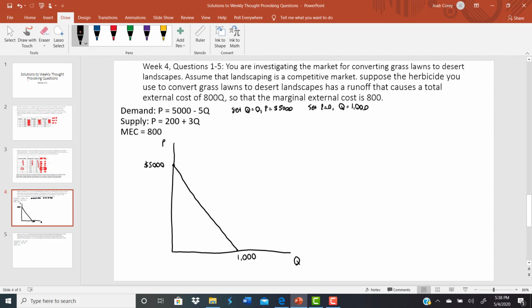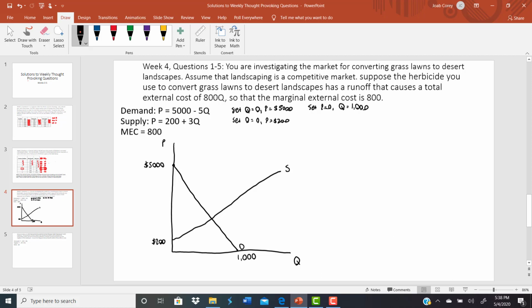Now we also need to figure out where the supply curve is going to start. Again, you set Q equal to 0, and we know that P is equal to 200. So we're going to start somewhere down here on this vertical axis at 200. And you have a supply curve that is somewhat flatter than that demand curve. Again, the magnitude of that slope is smaller.